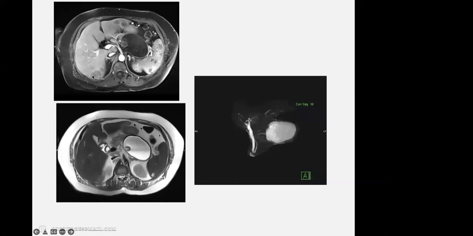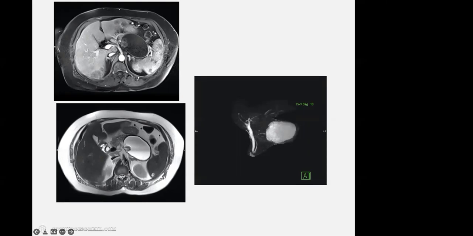And there are multiple deposits in the liver, both in segments 3, 2, and segment 7. So this is another pancreatic cystic neoplasm, and it is called mucinous cystadenoma. Here it is a case of mucinous cystadenocarcinoma with multiple liver metastases. Okay, so you would likely get this type of images.